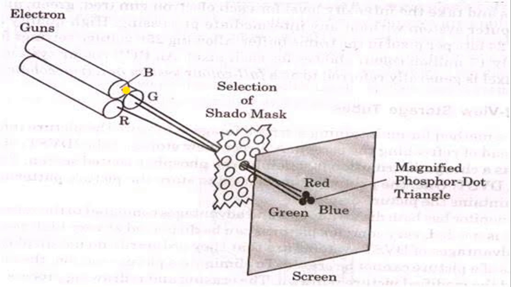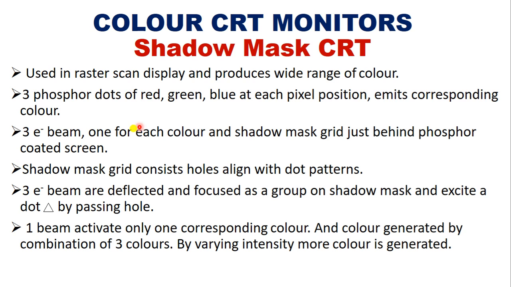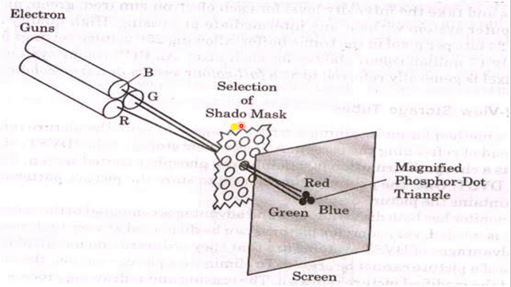Basically, these three guns produce electrons when you give voltage or current to the pins. When an electron gun is heated, it produces electrons, and different types means different color electrons, one for each color. Then there is the shadow mask grid just behind the phosphor coated screen. This is the phosphor screen, we know this, and this is the shadow mask grid. It contains different types of holes, and it is aligned.